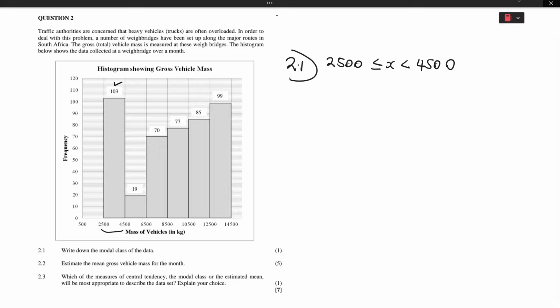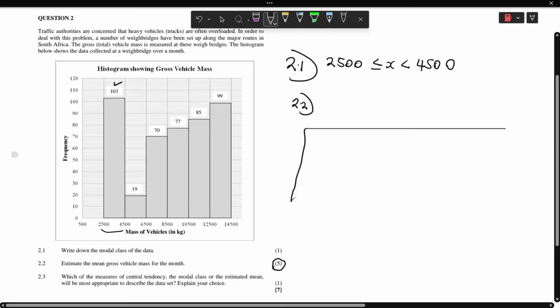Okay, so that is the information that we have. Now, 2.2, estimate the mean gross vehicle mass. Now we are looking for the mean. So when we look for a mean, 5 marks, you can see this 5 marks. What are we supposed to do, learners? We're going to draw a frequency table.